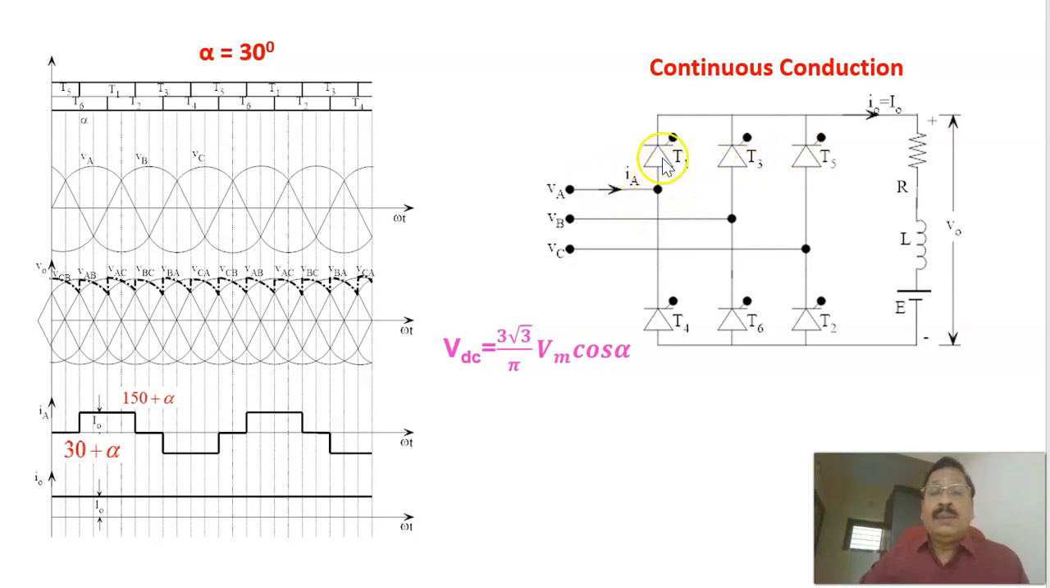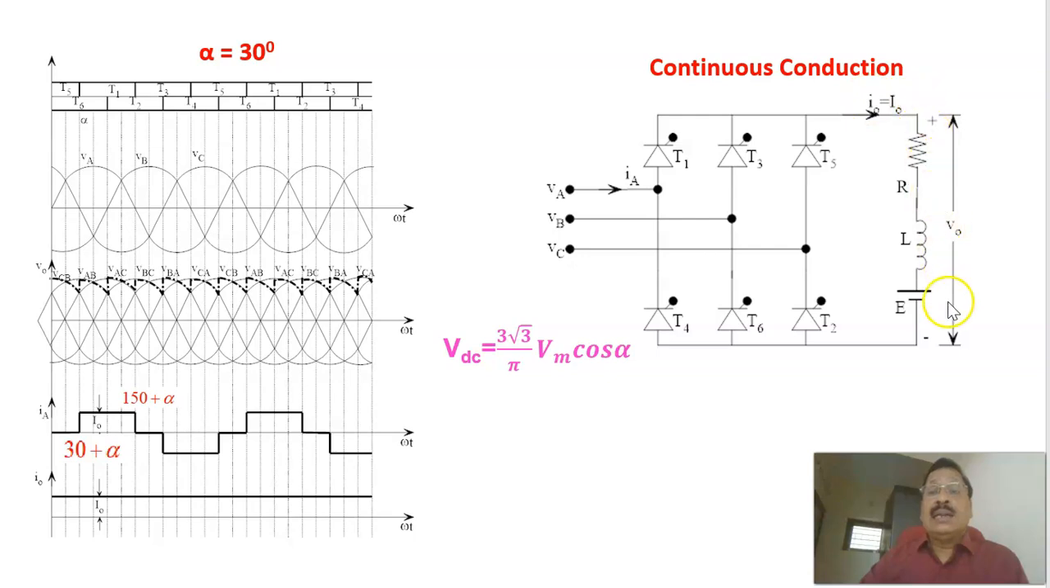and here the upper switches are T1, T3, T5, and the lower switches are marked as T2, T4, T6. Why is this marked in this order? Because the switching sequence will be in the order T1, T2, T3, T4, T5, T6, again T1. To make the switching sequence in that order, we have numbered them like this. T1, T3, T5 are called the positive group of SCRs, and T2, T4, T6 are called the negative group of SCRs.